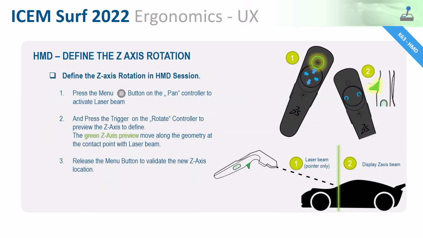A further enhancement to immersive VR is the ability to interactively define the rotation action Z-axis. Sometimes when working up close on large models, it is useful to bring the rotation axis closer to your eye point. Now we can do that in VR by activating the laser pointer on the pan controller with the menu button and simultaneously pulling the trigger on the rotate controller. This will produce a green Z-axis preview, which you can position on any geometry with the laser pointer. Let me play a short video showing you all the new VR capabilities.